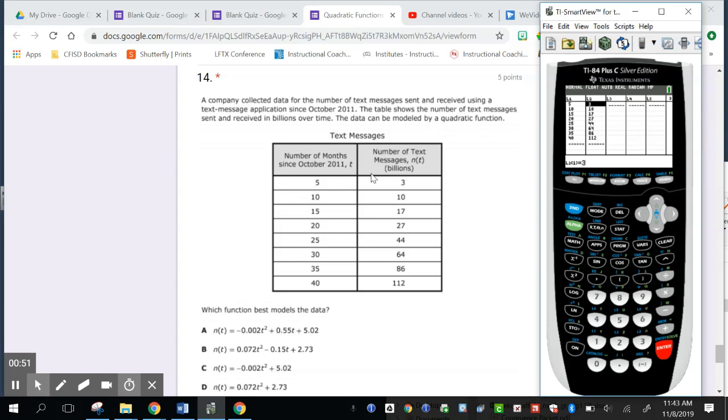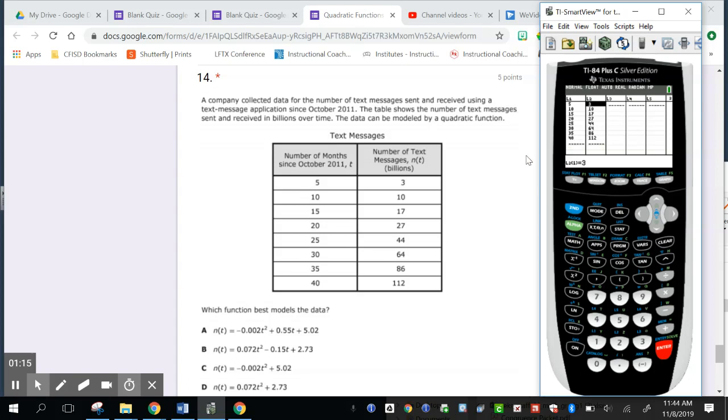And then make sure that your values line up correctly. So 5 has to go with 3, 10 has to go with 10. They cannot get out of order. And when you go down to the bottom, your very last value of 40 has to line up with 112. If they're off at all, you have an extra value in either list, it's not going to calculate the equation for you. So be very careful when you enter the values.